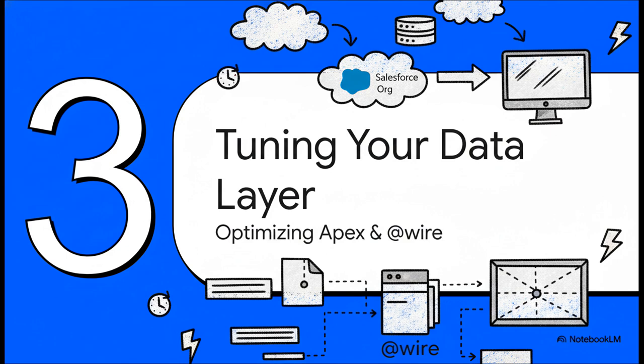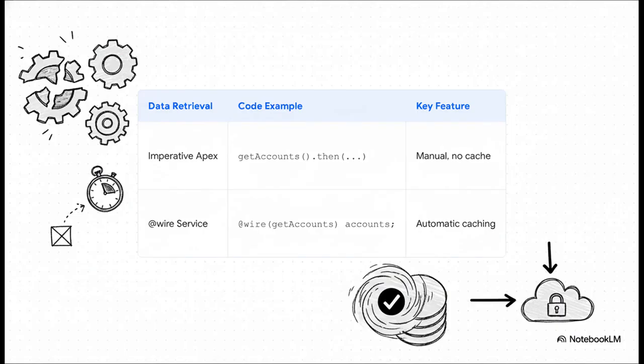We start with the data layer. This is all about how you're fetching data from Salesforce, and it's often the number one performance killer. Just take a look at these two approaches. On one side, you have the old-school imperative Apex call. It works, sure, but it's manual, and the most important part, it has zero built-in caching. On the other side, you've got the @wire service. It's clean, simple, and it has a powerful client-side cache built right in.